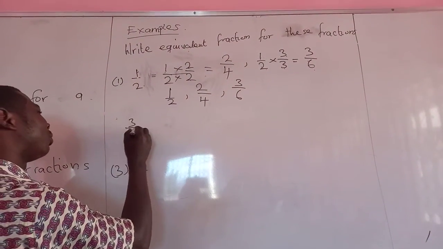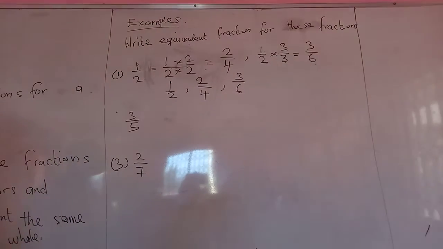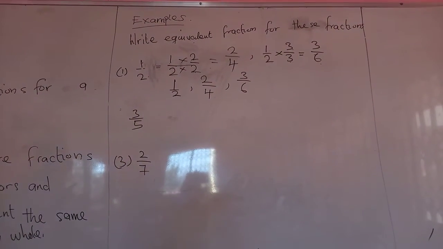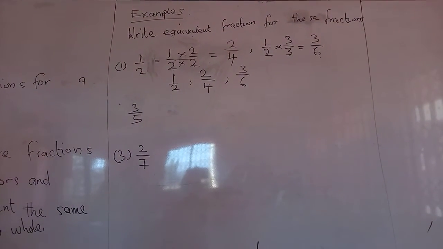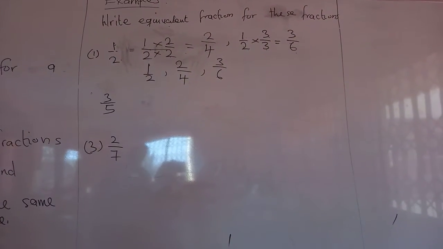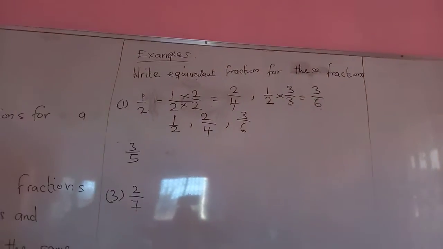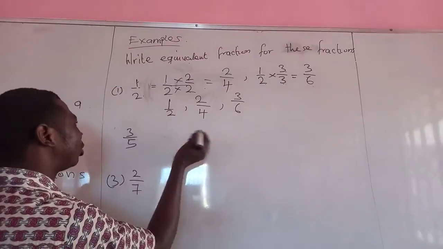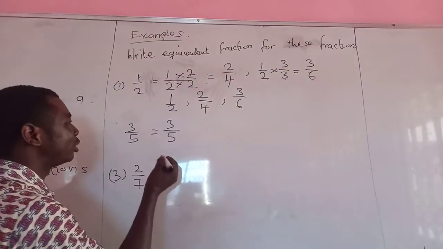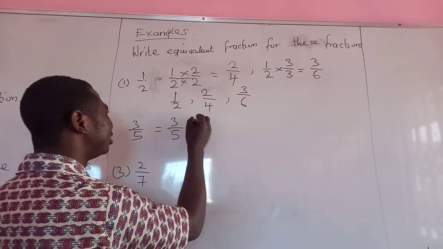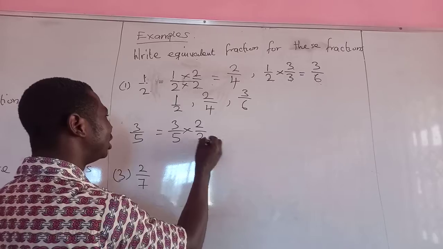3 out of 5. If you don't mind, pause the video and do that one for me. Okay, let me help you out quickly. So let's multiply a number to it. Let's take 2. Let's see, we can find equivalent. So let's use 2, right? Times 2 and then 2.